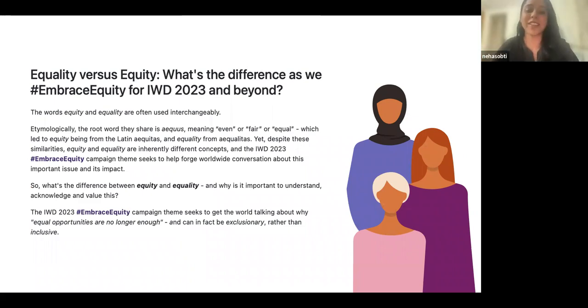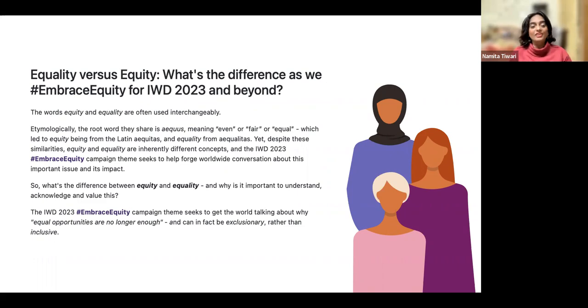Oh, okay, that's great. So just to talk a little bit about this, equality versus equity. We've been talking about equality, and usually it is understood that equality and equity are the same, but actually they are different concepts, and that is what IWD 2023 is trying to highlight. The campaign Embrace Equity is trying to forge a worldwide conversation about how it's not just equality, but equity which is needed. And equal opportunities are not enough. In fact, they can be exclusionary rather than inclusive.